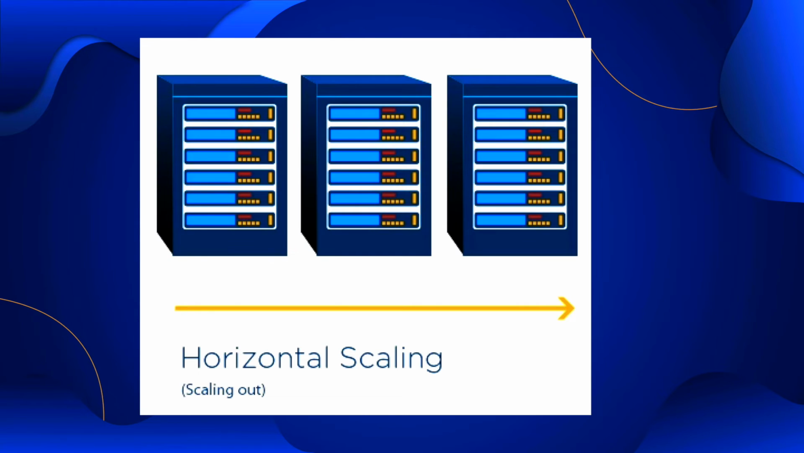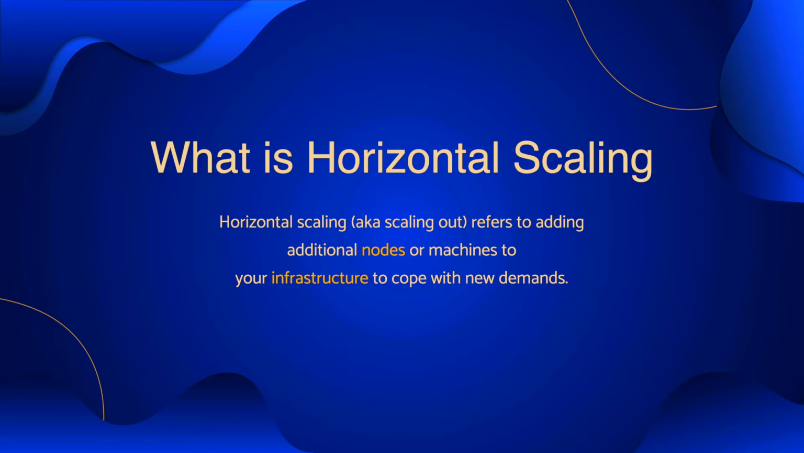Now horizontal scaling. Horizontal scaling is also known as scale out. It allows you to scale by adding more servers into your pool of resources. That means now you will have multiple nodes of servers, or we can say multiple nodes to maintain.